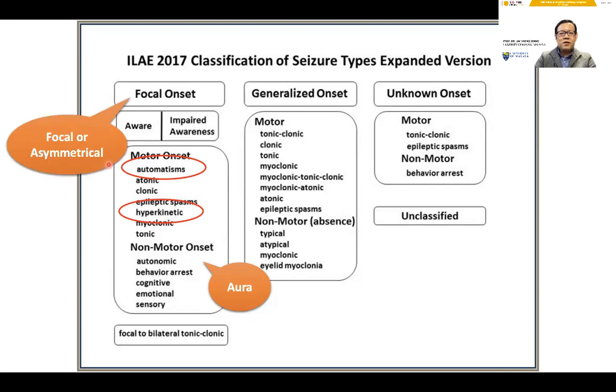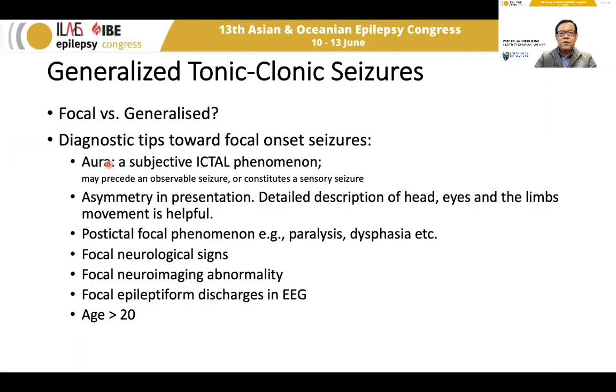The last point will be focal or asymmetrical presentations of motor manifestations. For example, focal tonic seizures of the right arm or focal clonic jerks of the right arm and legs. This will be suggestive of focal onset, and asymmetrical dystonic posturing will also suggest a focal onset. Therefore, for someone with generalized tonic-clonic seizure and we have no witnessed ictal onset, then we know that this could be focal or generalized in seizure type.